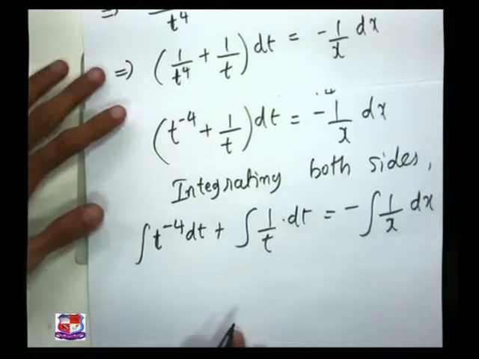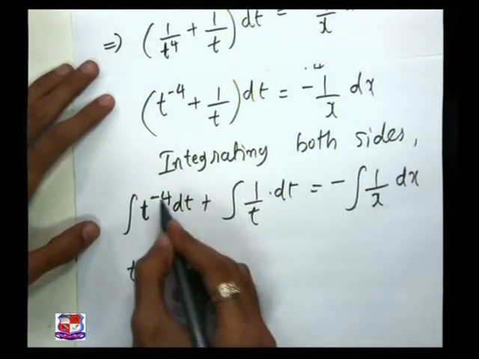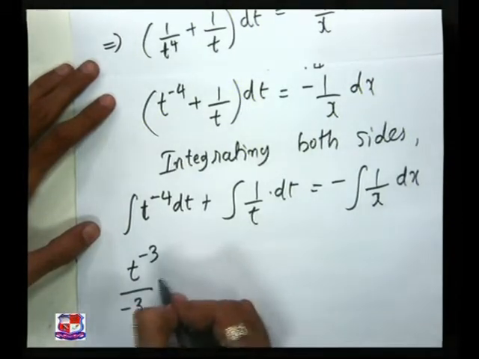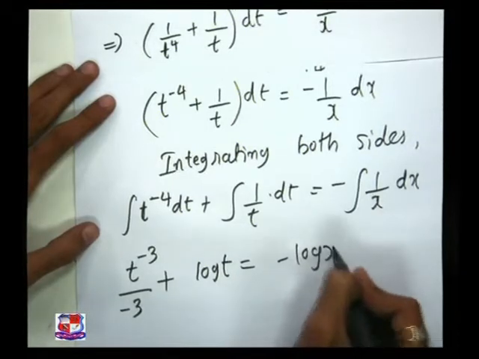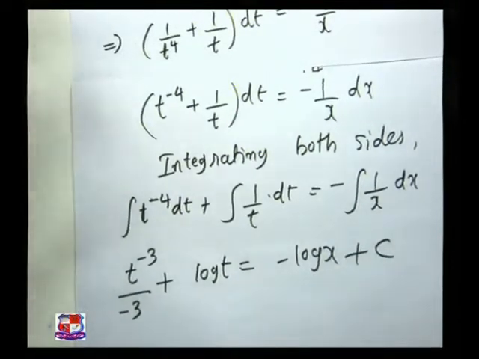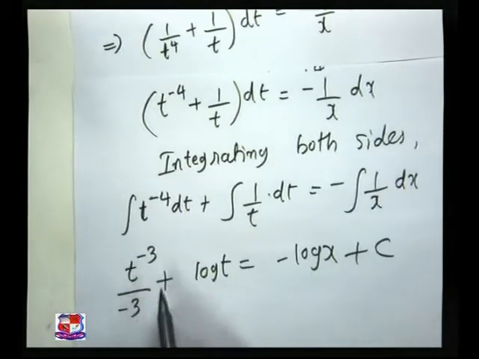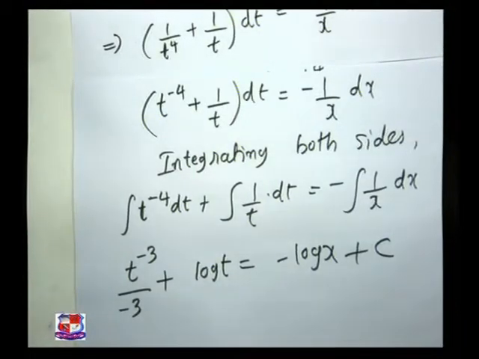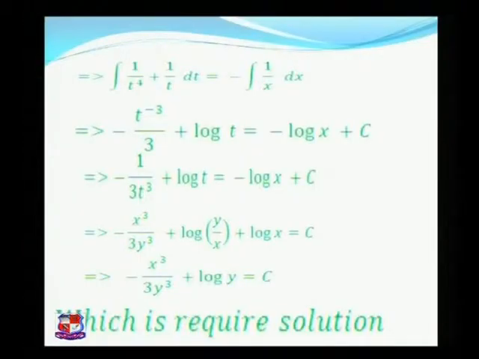So the final answer I will get: t raised to minus 4 plus 1, that is minus 3, upon minus 3, plus log t is equal to minus log of x plus c. And if we put the value of t as y by x in this term and here, then it will be our final solution of the differential equation, which we can see in the PPT.